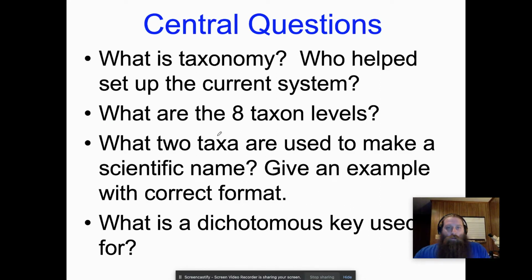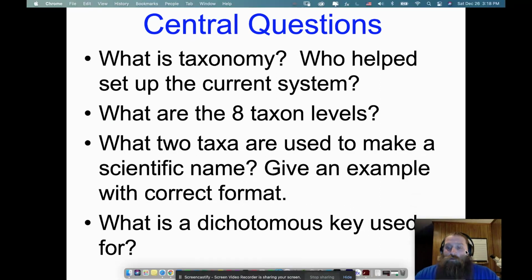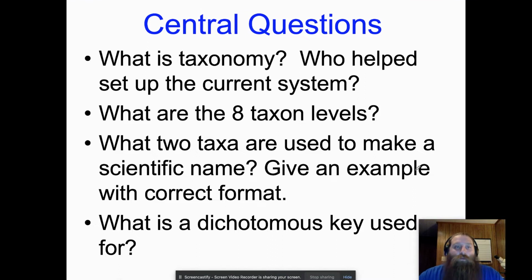All right, so a couple questions you want to be able to answer when we are done with this video. You want to know what the word taxonomy means. You want to know who helped set up the current system we use for taxonomy. There are 8 taxon levels, so we want to be able to identify those, kind of describe how general or specific they are. We want to know which 2 taxa are used to make the scientific name, and we want to be able to list at least one scientific name in the correct format.